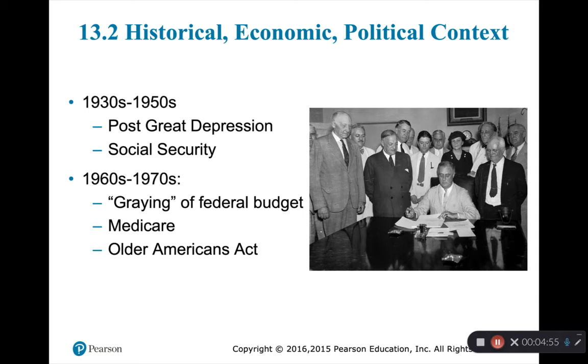In the 1960s and 70s, increased economic productivity in the U.S. led to the expansion of programs aimed at older adults. Both Medicare and Older Americans Act were passed during this time. The government saw what was called a graying of the federal budget during this time due to the increase of these types of policies.